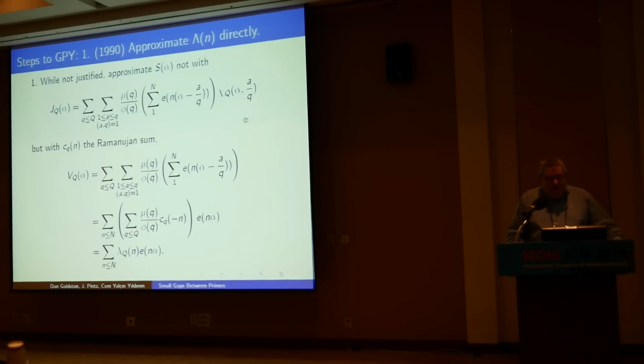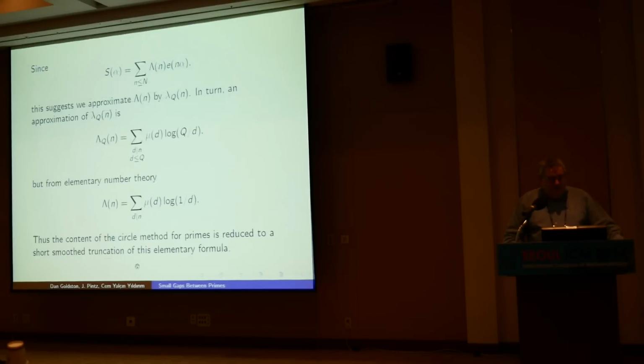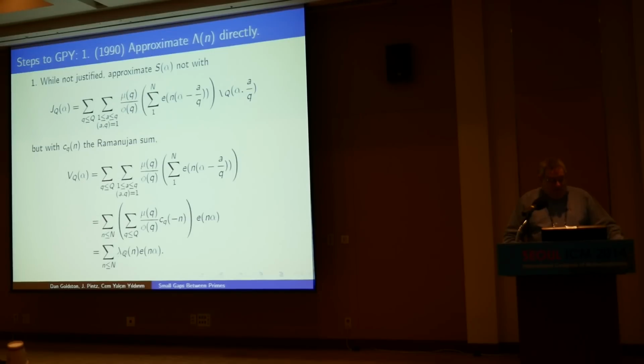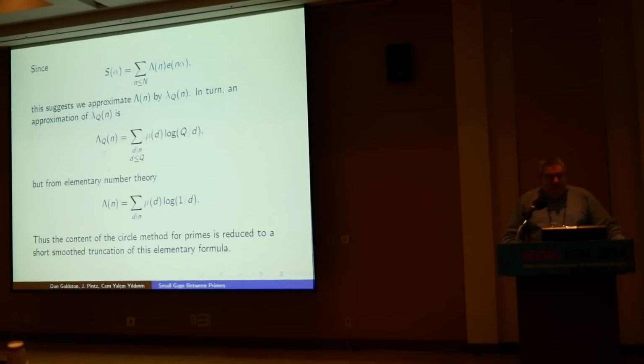Step one, the first thing you do is you throw out this support on the spikes. So rather than having each spike have its own little interval it lives on, we just let them overlap each other. There's really no good reason to do that, but we did it anyway. And then what happens is when you work out this approximation, it turns into an exponential sum. So this exponential sum at the bottom is trying to behave just like this exponential sum. So that's basically saying that lambda itself, our detector function for primes, is behaving like this arithmetic function.